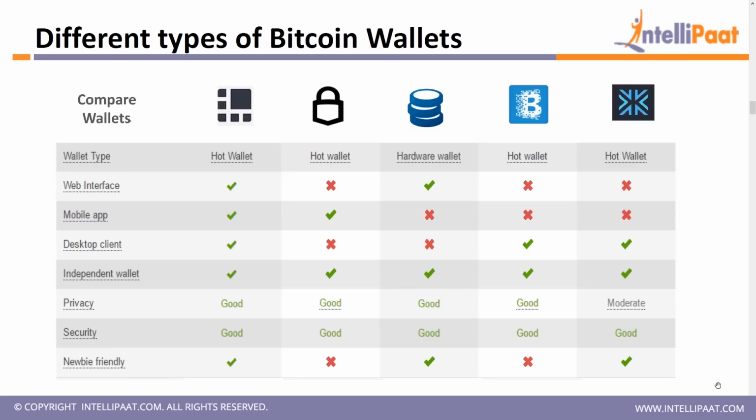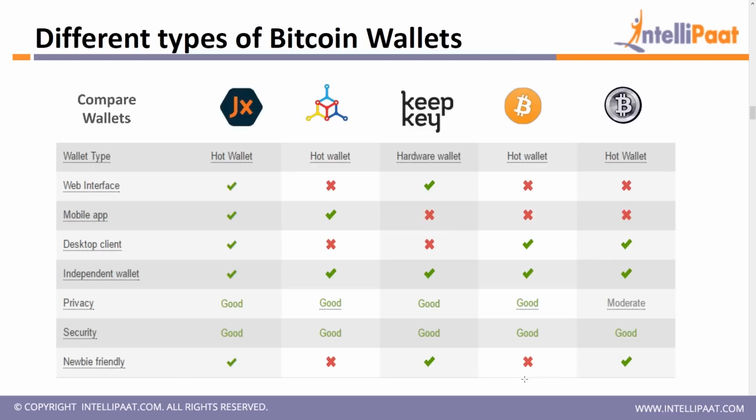So in your hot wallet, web interface is available in some of them and in some it is not. Mobile app for some of the hot wallets is available. For some, a web client and desktop client are available. Then in all kinds of wallets you could see privacy and security is the same and good because they are operating on blockchain networks. So these are examples of different kinds of wallets that you can see, what features they provide and what features they do not provide.